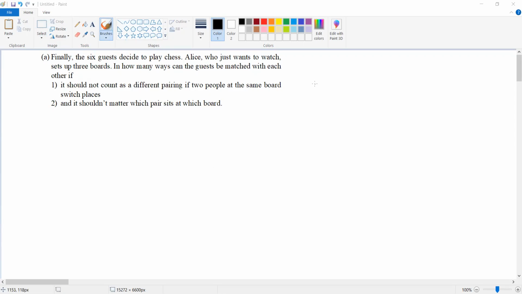So now the sixth guest decides that they want to play chess. Alice is out of the equation. She's just the one setting up the boards. So the question is asking us, how many ways can the guests be matched with each other given these two conditions? It should not count as a different pairing if two people at the same board switch places. So like if I say that I'm Mujtaba and I'm playing a game with someone called Asim, Mujtaba versus Asim and Asim versus Mujtaba is essentially the same thing. It doesn't matter if I'm sitting at position 1 or if I'm sitting at position 2. So this is what the first one is saying.